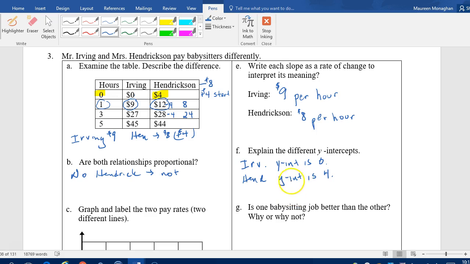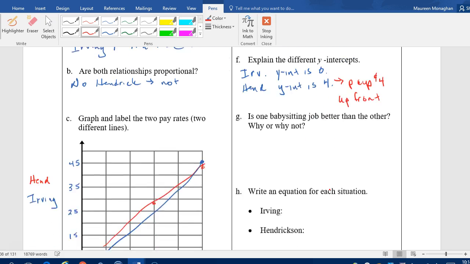Well, what that means is that Irving, there's not anything paid up front, but Henriksen pays $4 up front just for showing up. So you get that $4 right off the top. Is one babysitting job better than the other? Why not? Well, I guess it depends on how long you are going to babysit.